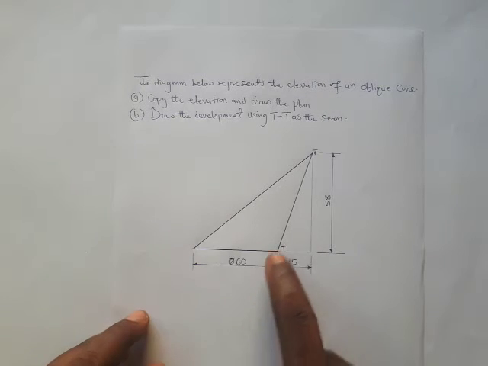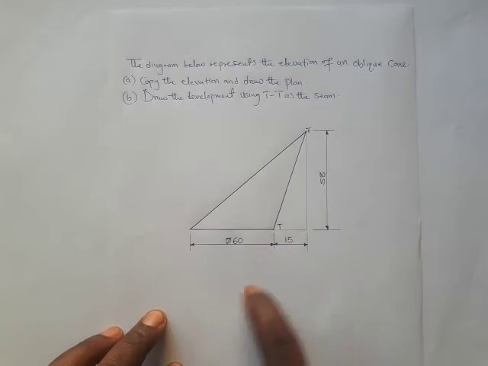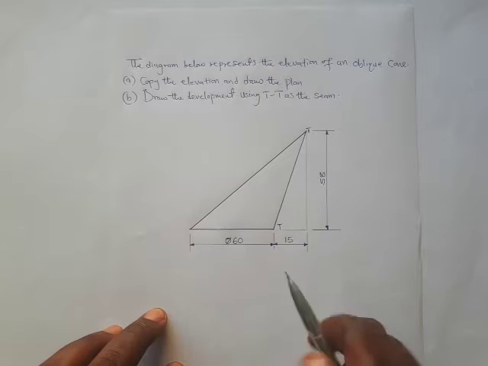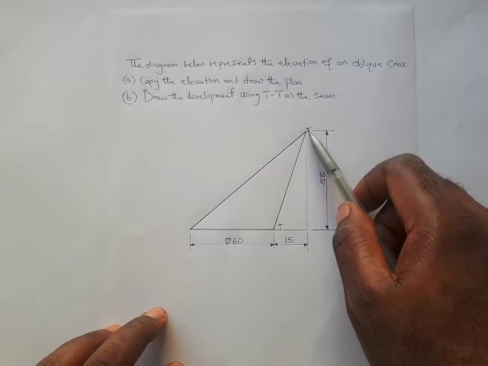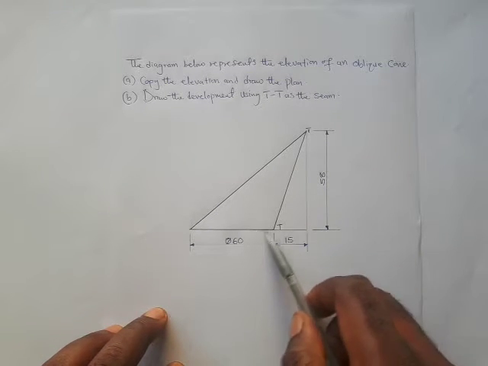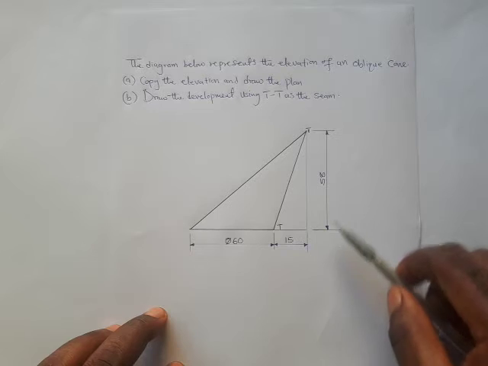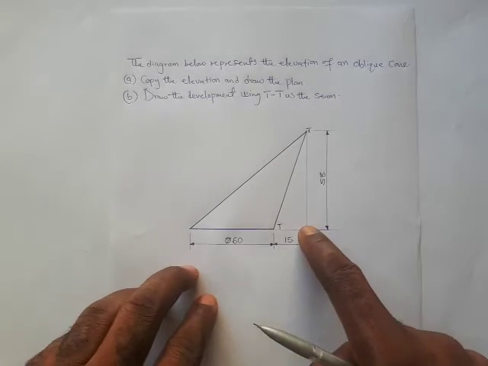So take note of these dimensions. This is 60. The base of the cone is circular, so diameter 60. Now the distance from this point to this point, that is the apex. A line drawn from the apex down forms a 90 degree to the horizontal. So this distance is 15 and the height is 58. So we're going to use this information to project this cone.